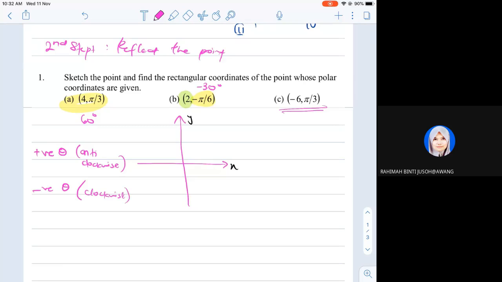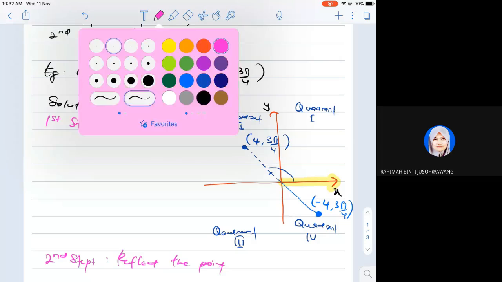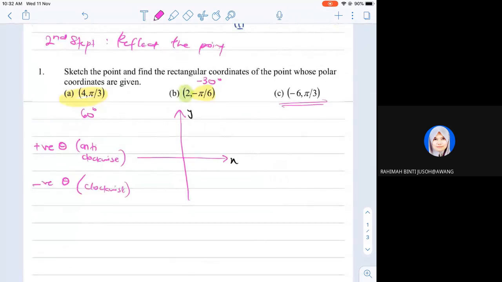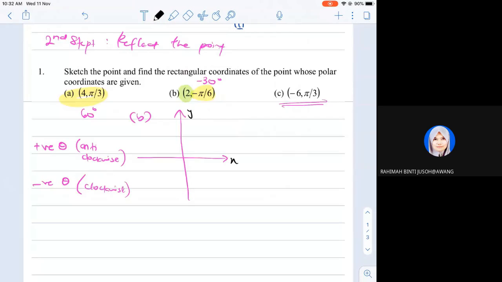Ikut arah jam. Okay? So tadi you perhatikan, saya gerak daripada polar axis ni sampai ke sini. Ni lawan arah jam. This is a positive angle. However, for question B, we have negative pi over 6, which means negative 30 degrees. Negative 30 degrees means fourth quadrant, so it should be located here. This is the angle theta equals negative pi over 6.